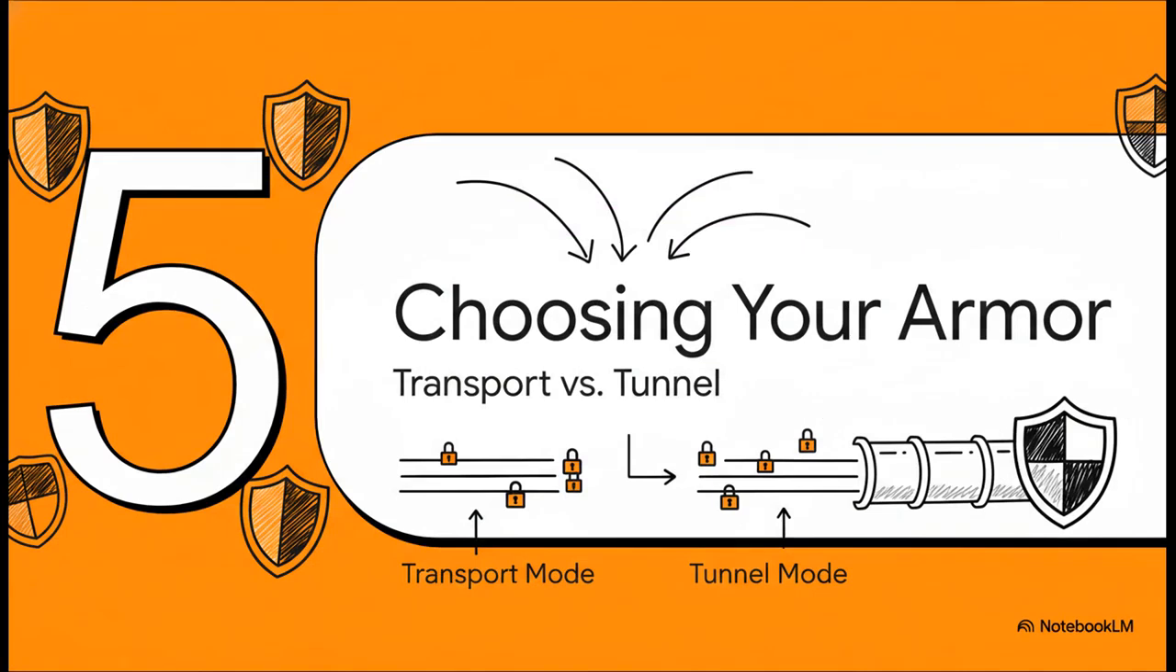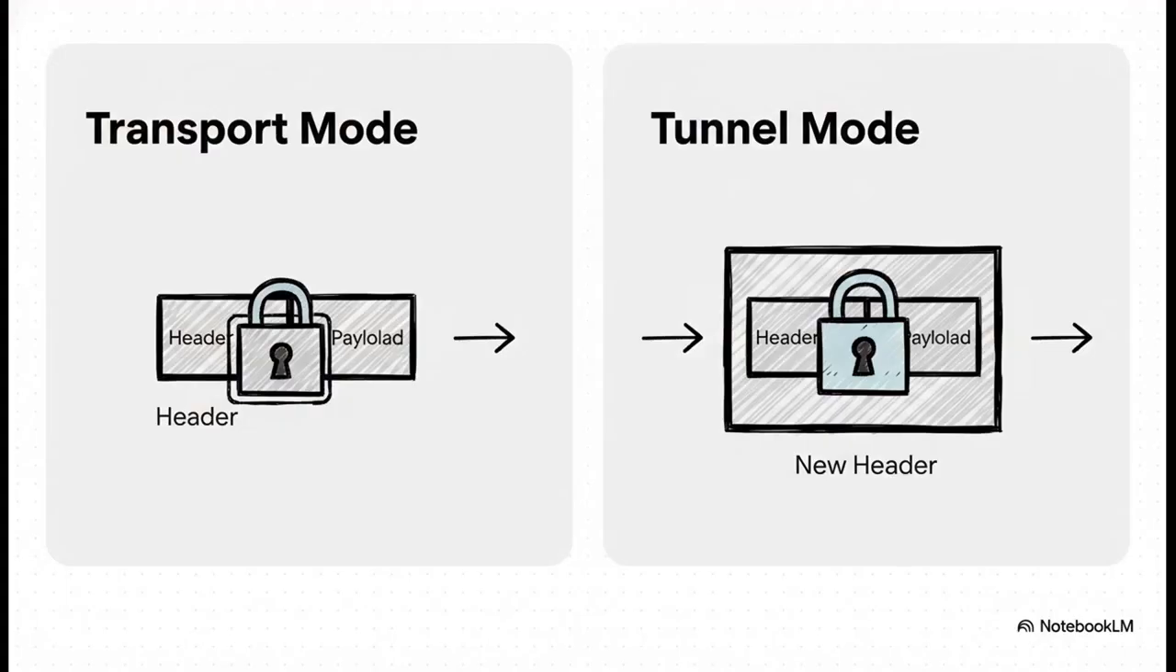So we've decided to use IPsec, and we know we're using ESP for the encryption. But believe it or not, there is one more choice we have to make. How do we want to apply this security? And that brings us to the choice between transport mode and tunnel mode. And this difference is absolutely critical.